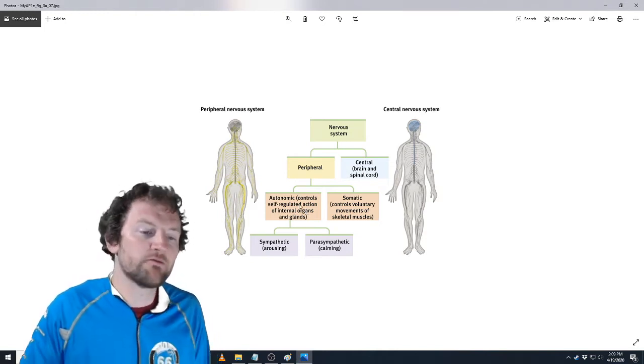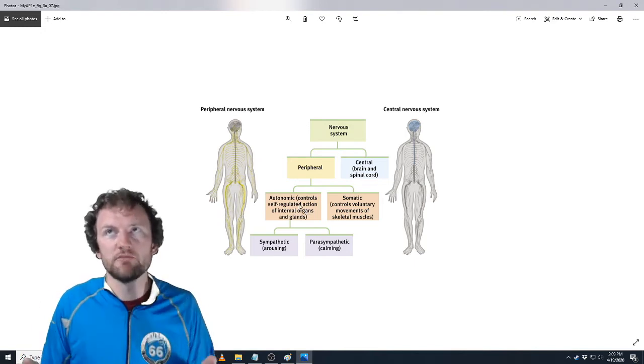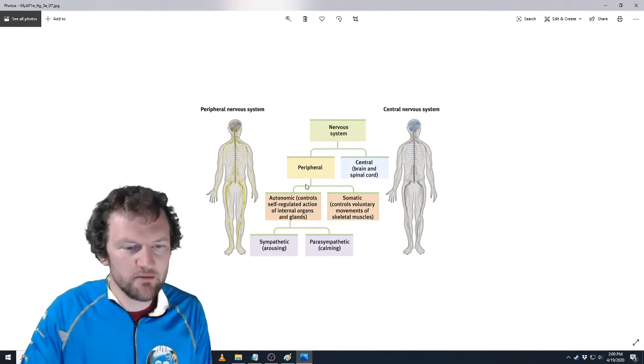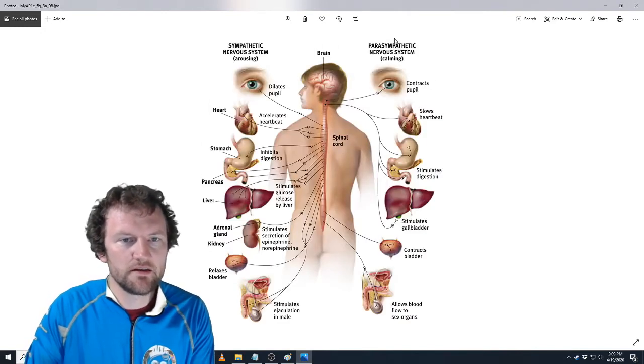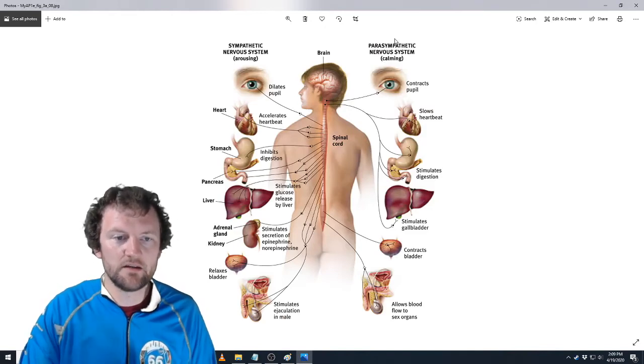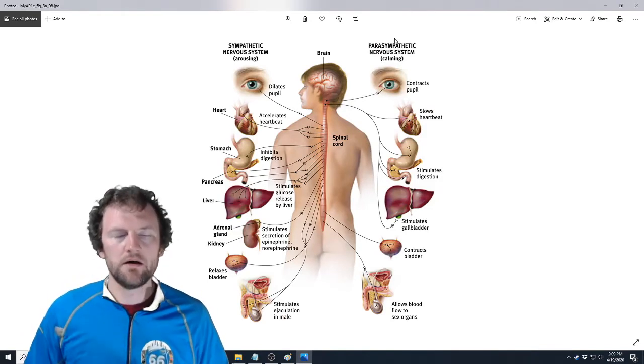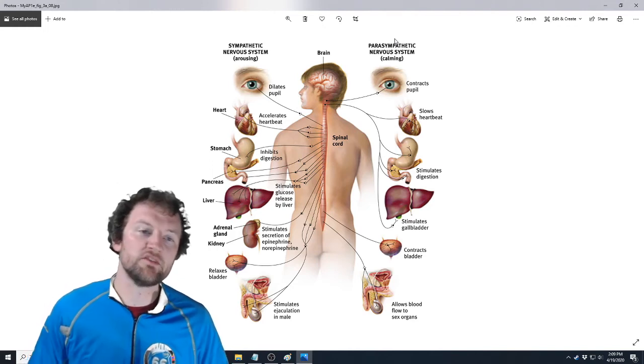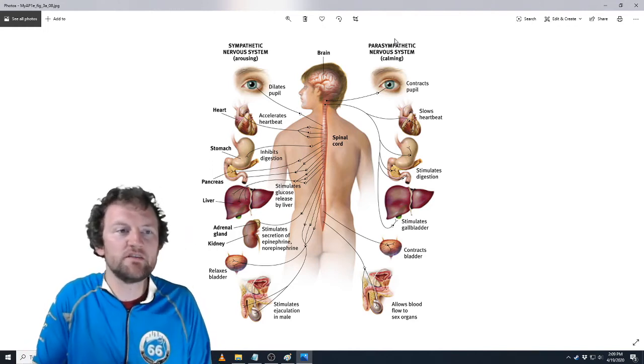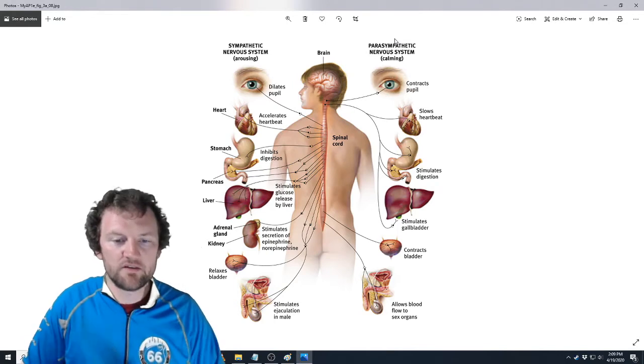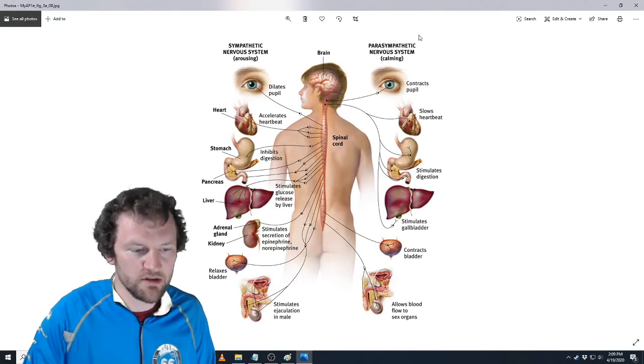Of the autonomic, it further subdivides into sympathetic and parasympathetic nervous system. The parasympathetic nervous system is the calming side, and the sympathetic nervous system is the arousing side. So if heartbeat increases, that would be sympathetic. If heartbeat slows down, that would be parasympathetic.